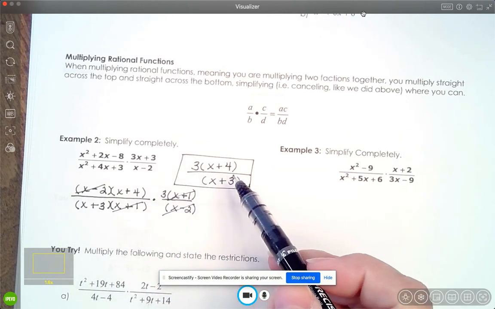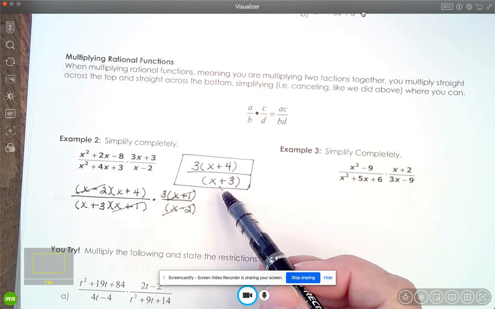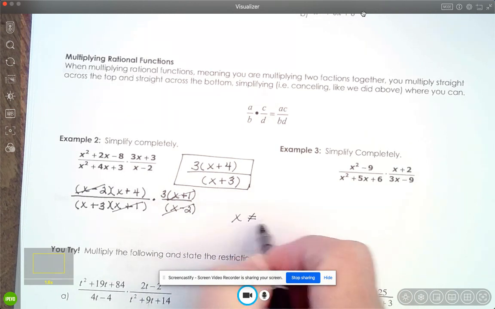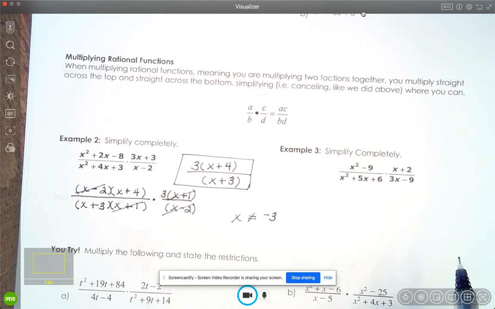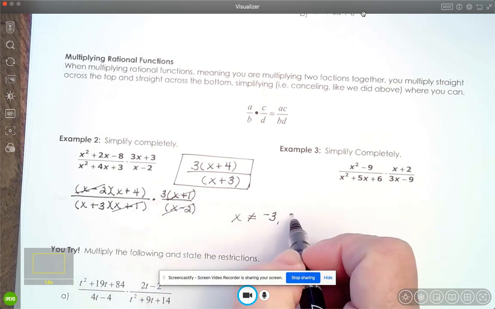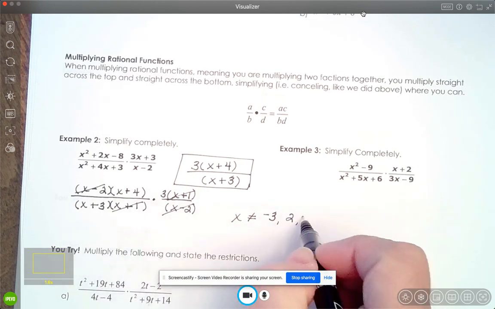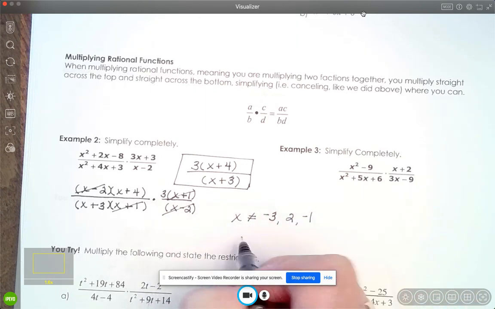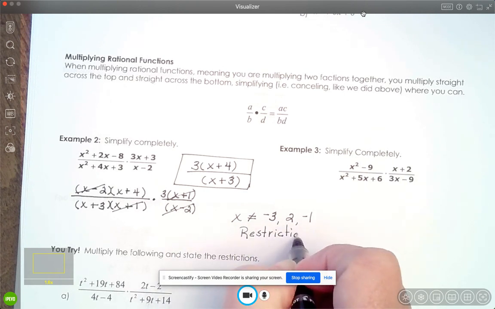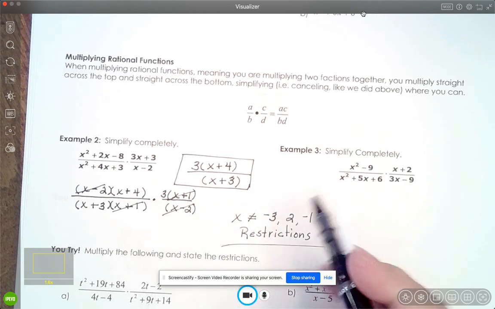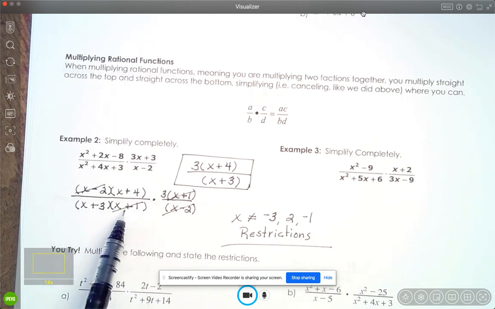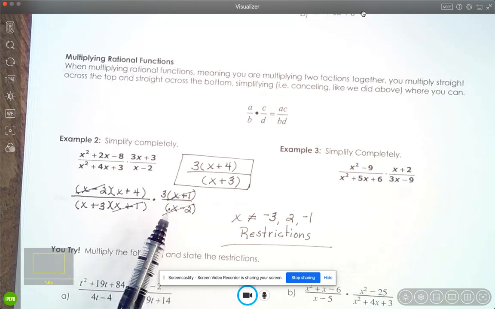These can be any number except a negative 3. Remember, I cannot divide by a negative 3, so x cannot equal negative 3. I want to show you something else. Over here, x cannot equal a positive 2. Over here, x cannot equal a negative 1. So these are my restrictions. My restrictions, x cannot equal, and we could even go back to the original, x cannot equal a negative 3, a negative 1, or a positive 2. All of these would mean I would be dividing by 0.